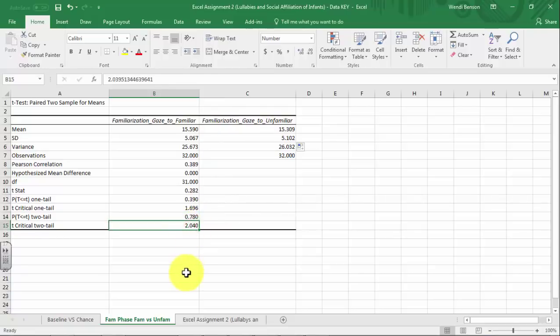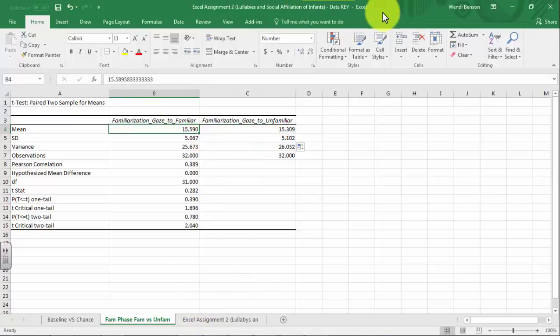Then this is your T critical, right? So if you drew this out, you would be able to see that your T stat would not fall in this critical region, right? 0.282 is not greater than 2.04 or less than negative 2.04. And your P is not low. The H0 cannot be rejected, right? There's a 78% chance that this difference is just a fluke right here.